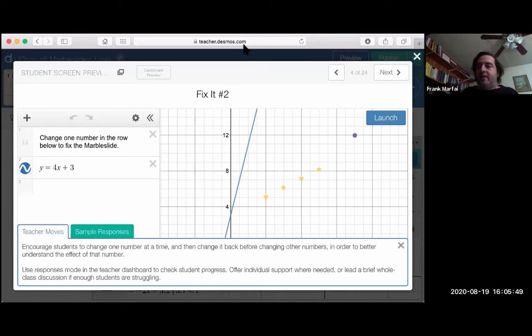I'm going to stop sharing. And I'm going to ask if there are any questions from the assembled group over here. Or thoughts. How might you use it in your class? I'll ask that to both of you.